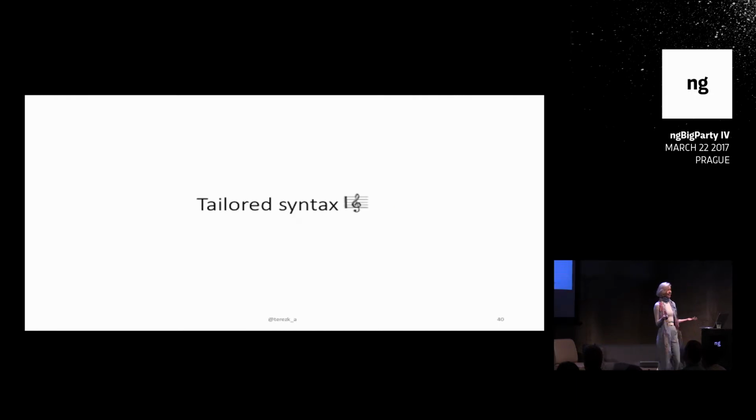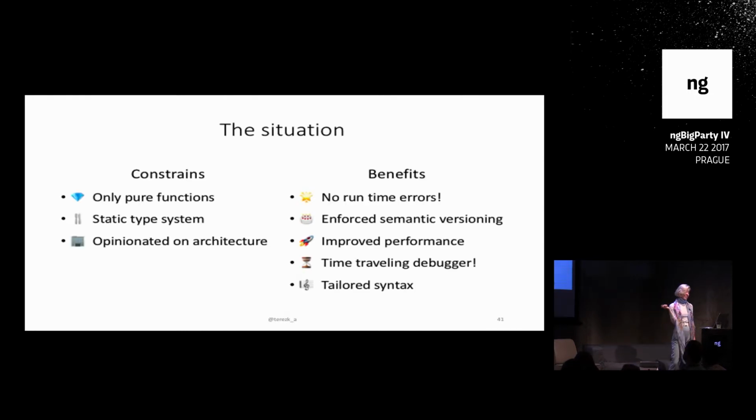Also, there's tailored syntax. People often say to me, oh, but you can do that in JavaScript. Why should I learn a new syntax? But functional programming is just beautiful. This is my personal opinion really, but it's great. So the situation is you have these constraints: it's only pure functions, you have a static type system, you're opinionated on your architecture, but you get all this great stuff like no runtime errors, enforced semantic versioning, improved performance, a time-traveling debugger and tailored syntax.